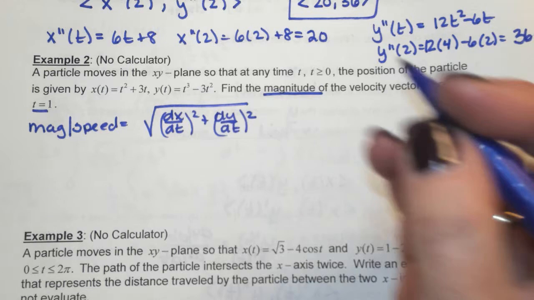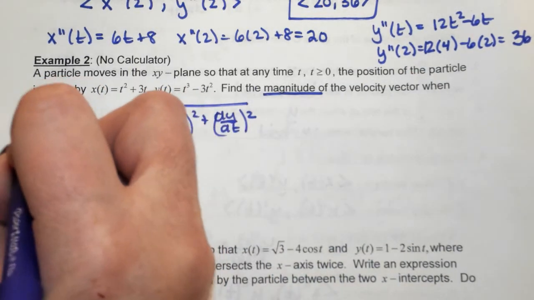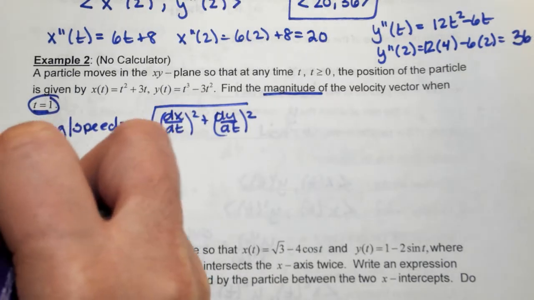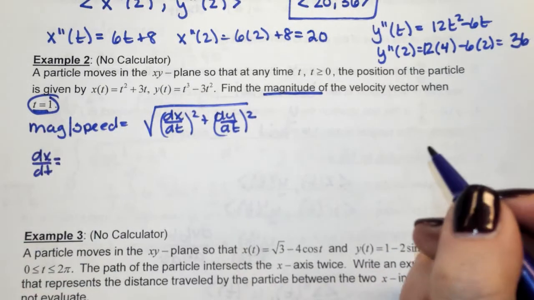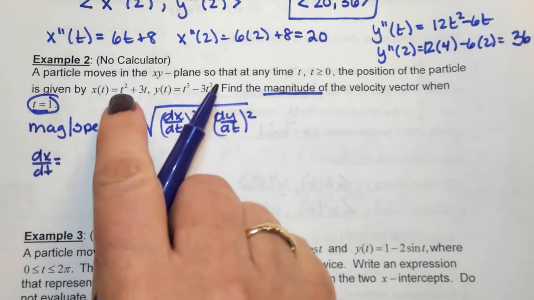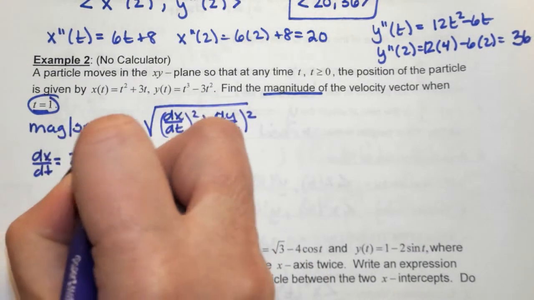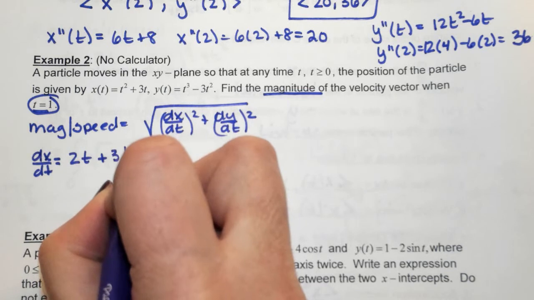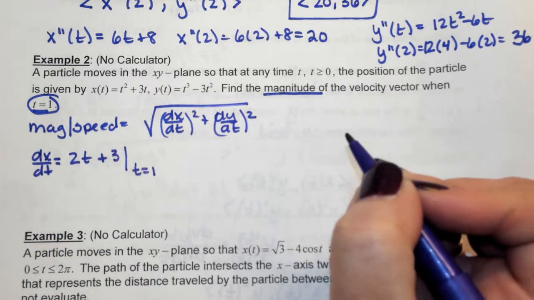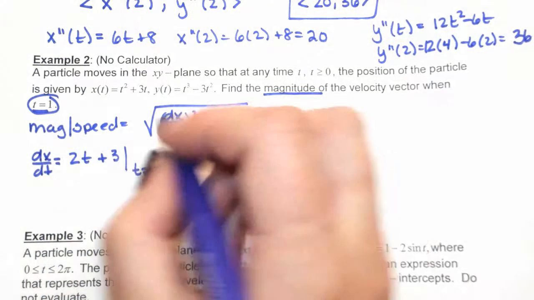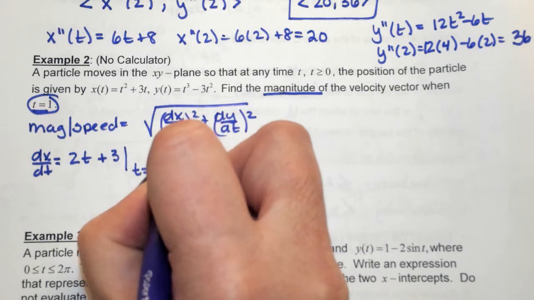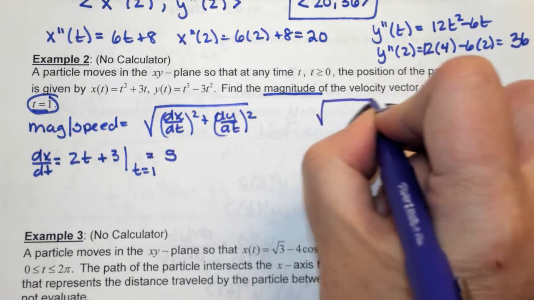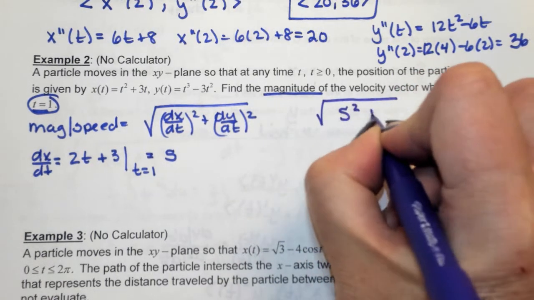Again, we want to find this at t is equal to 1. The first thing I have to do is find my dx dt. The derivative of t squared is going to be 2t, and the derivative of 3t is just 3. I want to evaluate this at t is equal to 1, so this is going to give me 5. So in my formula, I'm going to plug in the square root of 5 squared plus something.